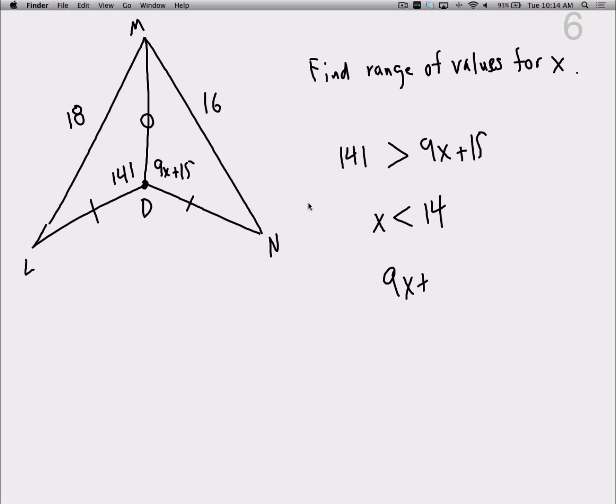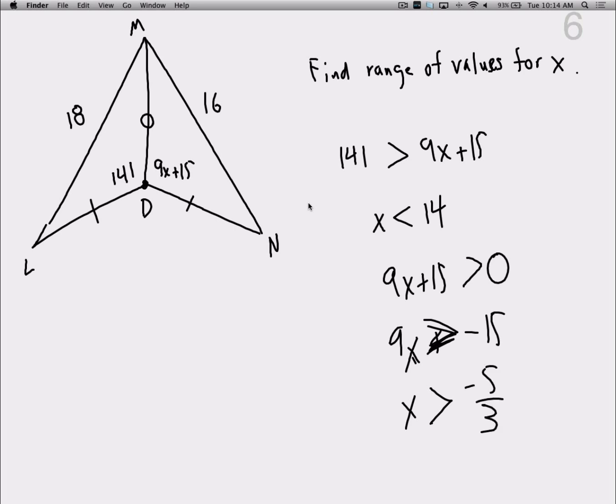How about we do this? All angles that we deal with, remember in the first chapter we said angles have to be positive. And for the most part, our angles are less than 180. Don't start packing up yet. 9x plus 15 is greater than 0, so 9x is greater than negative 15. So x is greater than negative 5/3, which is about negative 1.5. Thank you, Paul. So now we know that x has to be less than 14 but greater than negative 5/3.